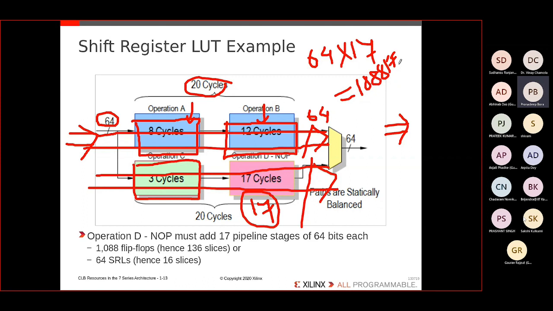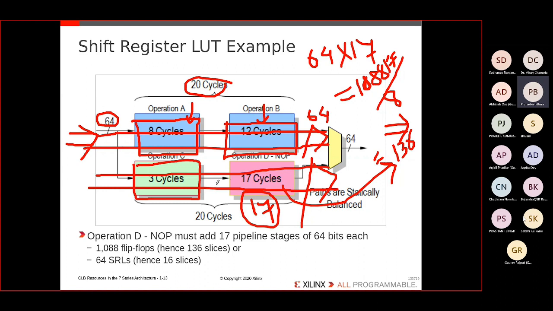So 1088 flip-flops, how many slices will it be spread across? In one slice, how many flops are there? 8, right? So 1088 divided by 8, 136 slices will be required. So in 136 slices, this 17 cycles of operation will be spread across. You can understand how much routing and how much placement will be required, right? This is the implementation with flip-flops.